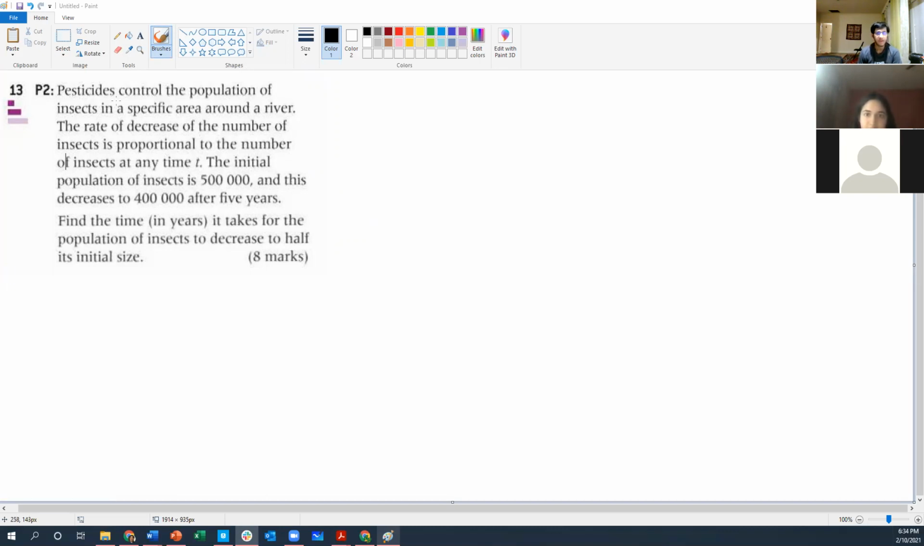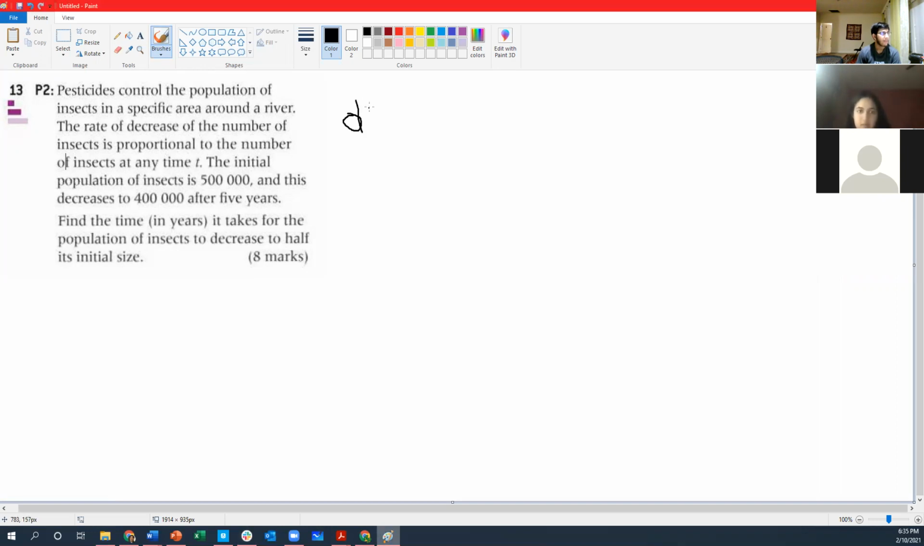Okay, so let's read it. Can you read it out first? Pesticides control the population of insects in a specific area around a river. The rate of decrease of the number of insects is proportional to the number of insects at any time t. Okay, so pause right there. So how would we represent that mathematically? P is equal to. Okay. Right, because we see that it's the rate of change of the number of insects.